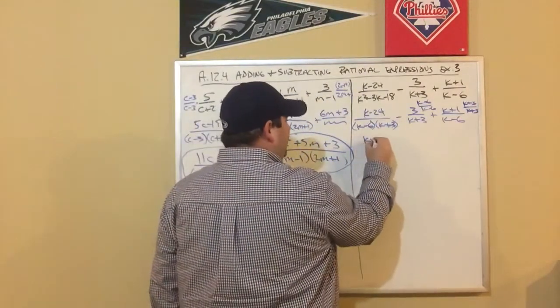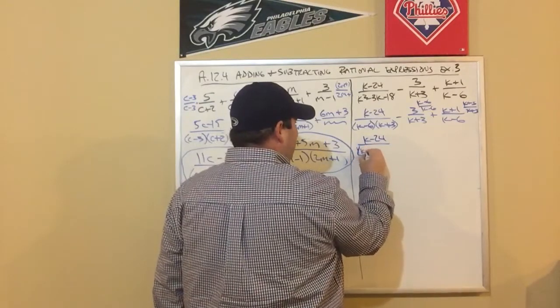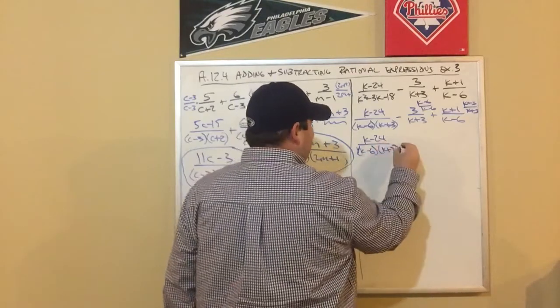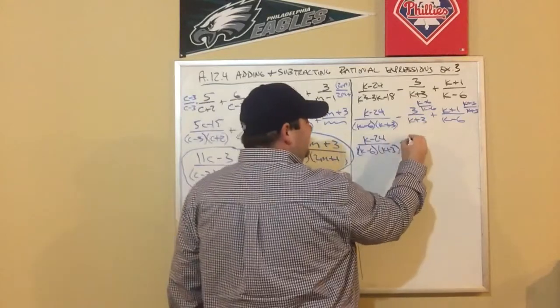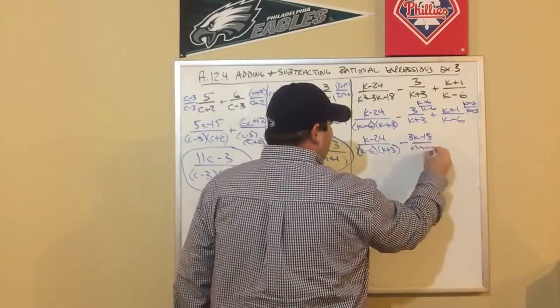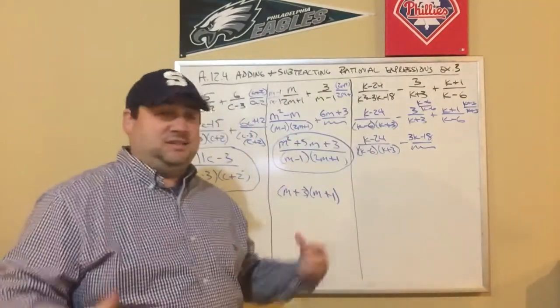So this first one, I have k minus 24 over k minus 6 times k plus 3. That one just stays exactly the same. Over here, I'm going to multiply 3 times k minus 6. That'll be 3k minus 18. And that's going to be over, I'm not rewriting it all, it's going to be over k plus 3 times k minus 6, the same denominator.